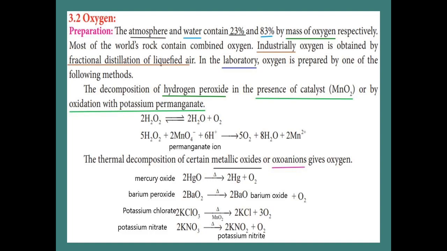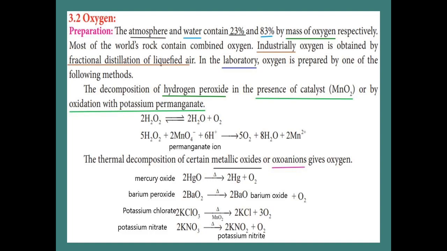The next one, metallic oxide. Sometimes we use metallic oxides. Next one, oxoanion. In these also thermal decomposition takes place. On heating, thermal decomposition gives oxygen. First one, mercury oxide, HgO. On heating it gives mercury and oxygen.